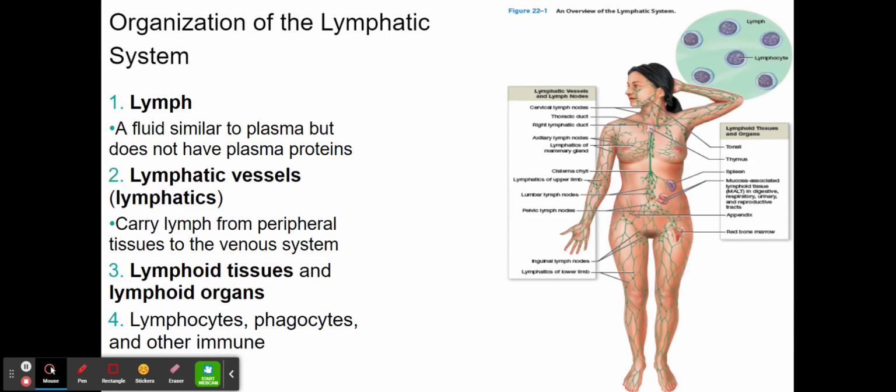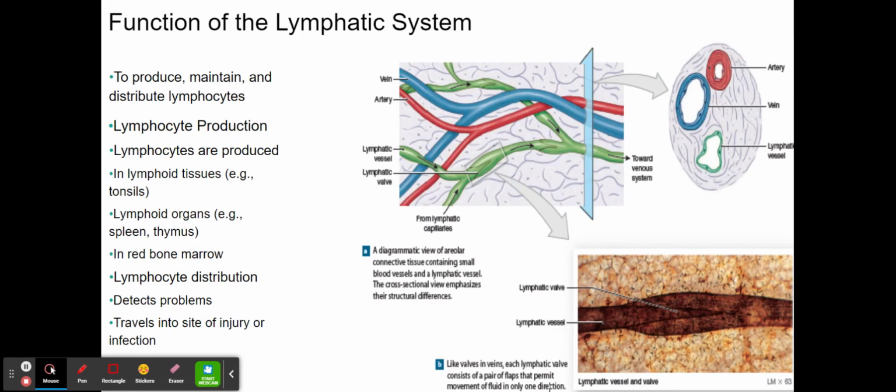Primary lymphoid tissues and organs are sites where lymphocytes are formed and mature. They include red bone marrow and the thymus gland. Recall that red bone marrow is also where other defense cells, like the monocytes and the macrophages, are formed. Secondary lymphoid tissues and organs are where lymphocytes are activated and cloned, or produced as identical cellular copies. These structures include the appendix, the spleen, lymph nodes, tonsils, and mucosa-associated lymphoid tissues, or MALT, in the digestive, respiratory, urinary, and reproductive tracts. The primary function of the lymphatic system is to produce, maintain, and distribute lymphocytes that provide defense against infections and other environmental hazards.